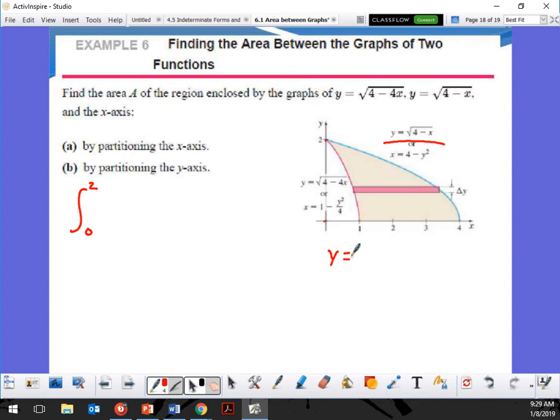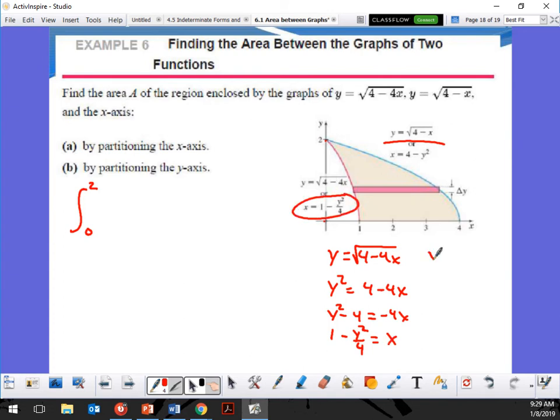So y equals radical 4 minus 4x. So y squared is equal to 4 minus 4x. So y squared minus 4 equals negative 4x. Divide by negative 4. That's going to give me 1 minus y squared over 4 is equal to x. Okay, that's what we got for one of them. Here it is, right there.